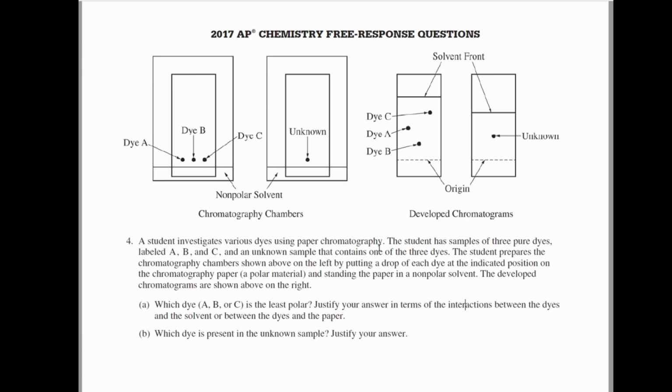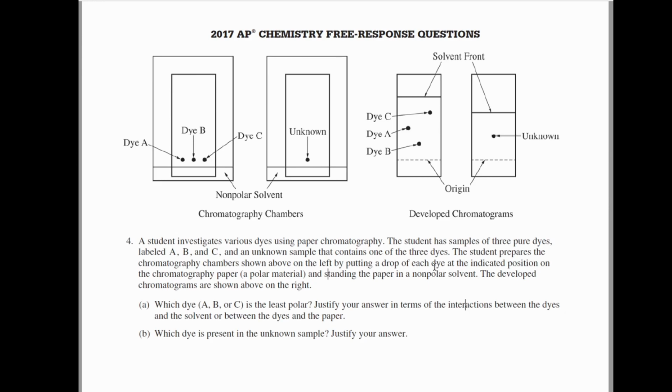So if we look at the developed chromatogram, B moved the least distance. That tells us B is the most polar. A is somewhere in the middle, and C, which moved the farthest, is the most nonpolar because it moved the farthest with the nonpolar substance.